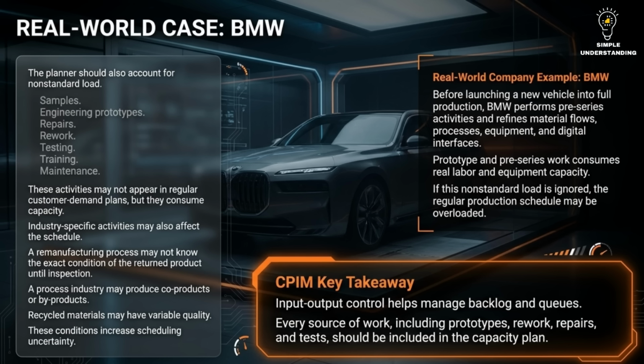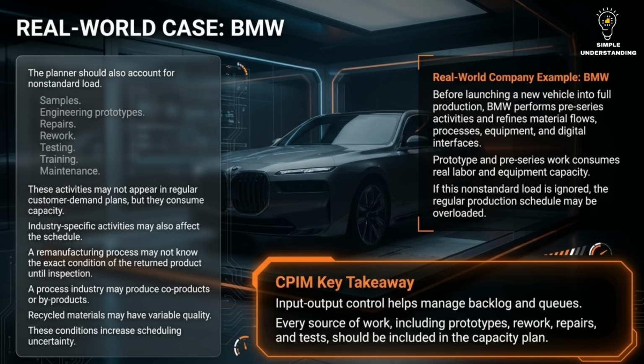Industry-specific activities may affect the schedule. A remanufacturing process may not know the exact condition of the returned product until inspection. A process industry may produce co-products or byproducts. Recycled materials may have variable quality. These conditions increase scheduling uncertainty.